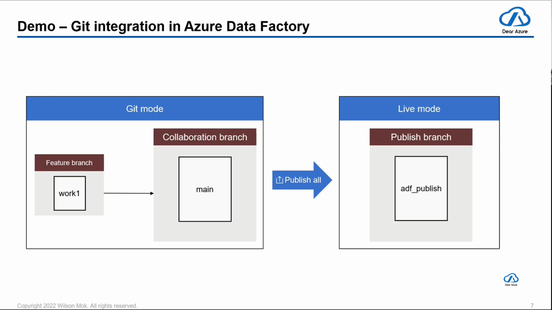For the demo, more specifically, we will set up the Git integration, as we talked about. The collaboration branch we'll be using is the main branch, which is the default for Git repositories nowadays. For the publish branch, we will create something called adf_publish, which will store all the ARM templates. Finally, we will also create a feature branch called work1, where we will see the work kept separate from the collaboration branch as well as the publish branch in our data factory.